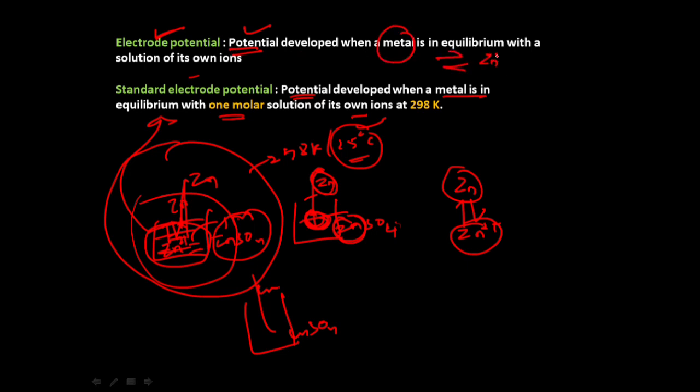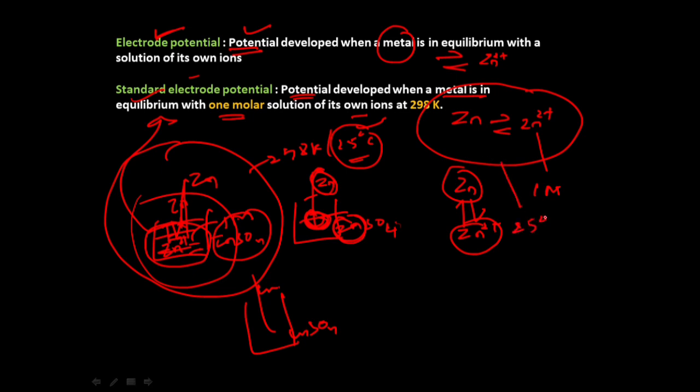Zinc ions in the electrolyte, isn't it? Standard electrode potential is nothing but the equilibrium developed between the zinc and the zinc ions in the electrolyte. But the condition is that the electrolyte concentration should be 1 molar and the cell temperature should be 25 degrees Celsius or 298 Kelvin, both together. At this time the energy developed in the cell is nothing but the standard electrode potential.